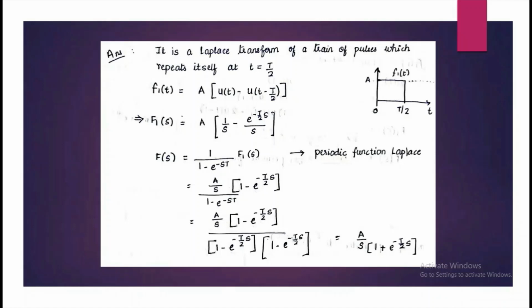So we have to multiply the periodic function by 1 by 1 minus e raised to minus sT, where T is equal to T by 2. So split this term into 2. The numerator and denominator terms get cancelled and we finally get this answer.